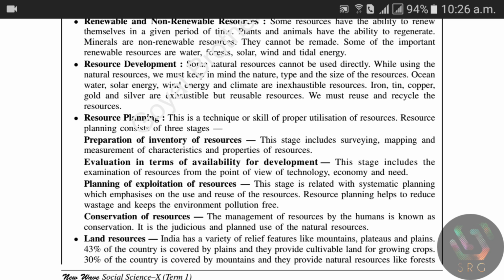Let me read it for you once again. Some natural resources cannot be used directly. While using the natural resources, we must keep in mind the nature, type, and the size of the resources. Ocean water, solar energy, wind energy, and climate are inexhaustible resources. Iron, tin, copper, gold, and silver are exhaustible but reusable resources. We must reuse and recycle the resources.